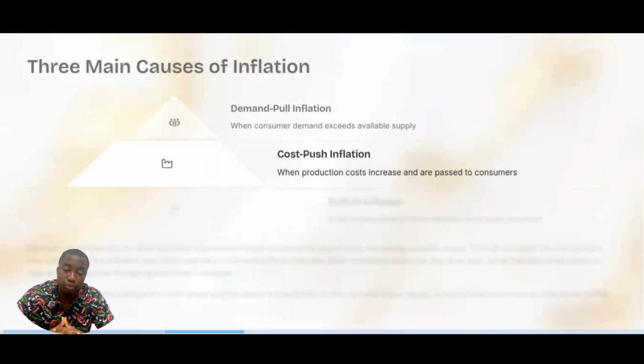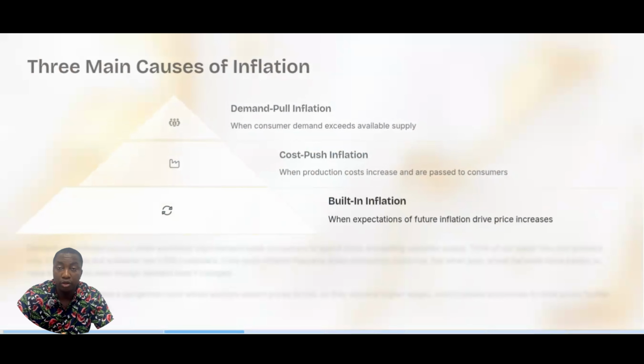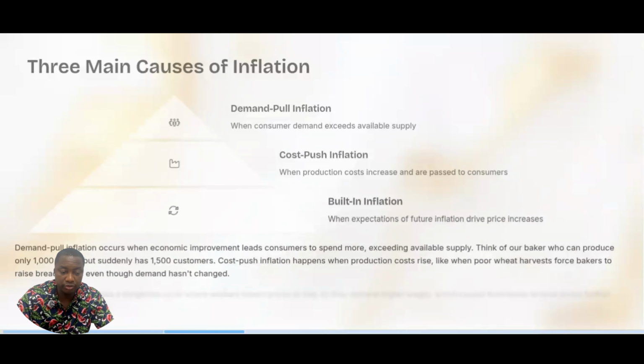There's also cost push inflation. This is when production costs increase and are passed to consumers. I repeat, when production costs increase and are passed to consumers, then you have cost push inflation. You also have built-in inflation, when expectations of future inflation drive price increases. Okay, so three main causes that we talked about: demand pull inflation, cost push inflation, and built-in inflation.